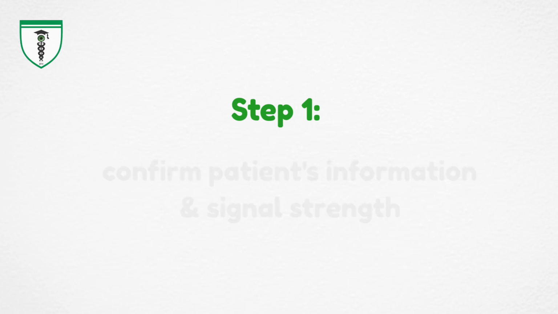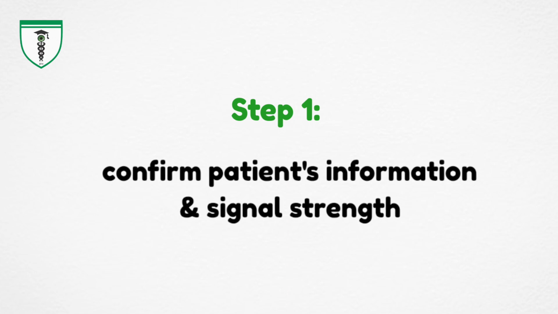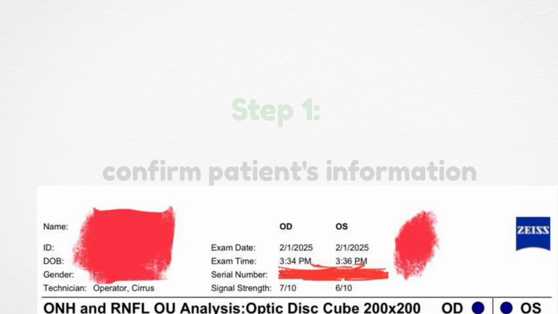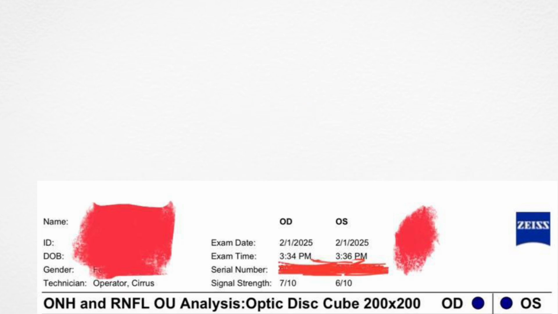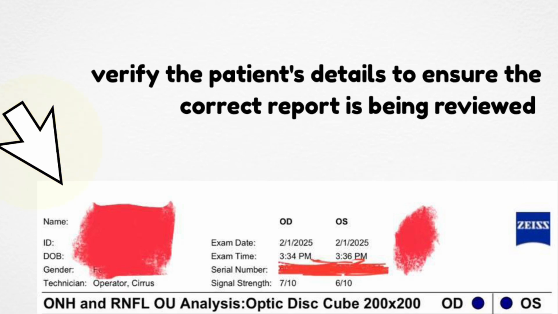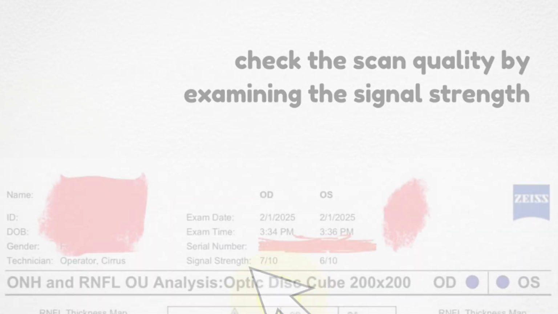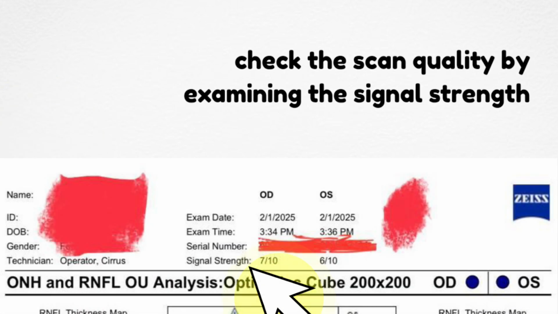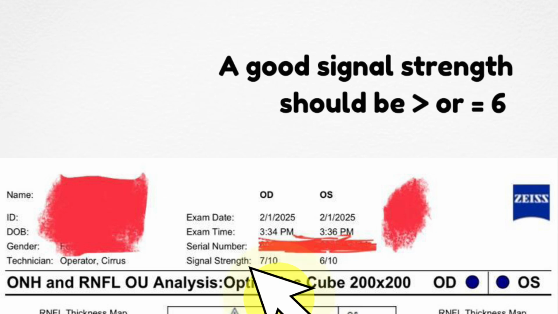Step 1. Confirm patient information and signal strength. Before analyzing the OCT image, verify the patient's details to ensure the correct report is being reviewed. Also, check the scan quality by examining the signal strength. Ideally, this should be greater than or equal to 6 for reliable results.